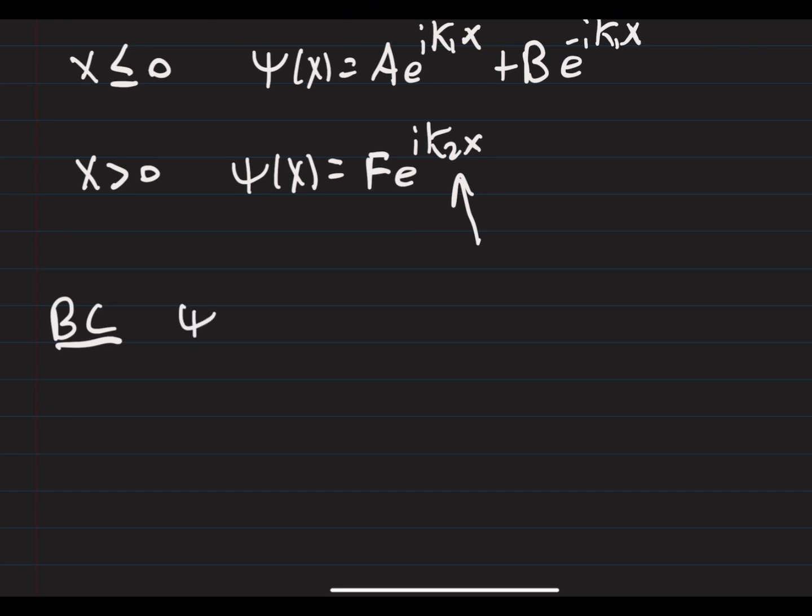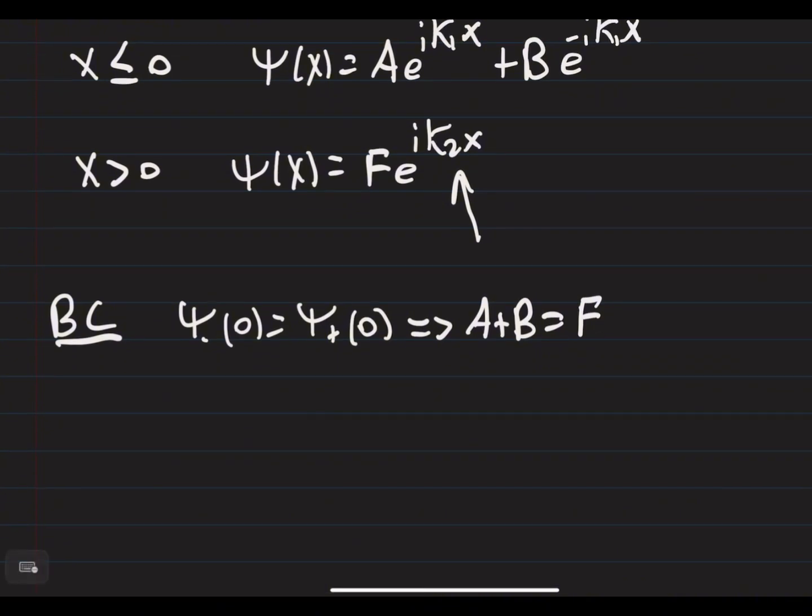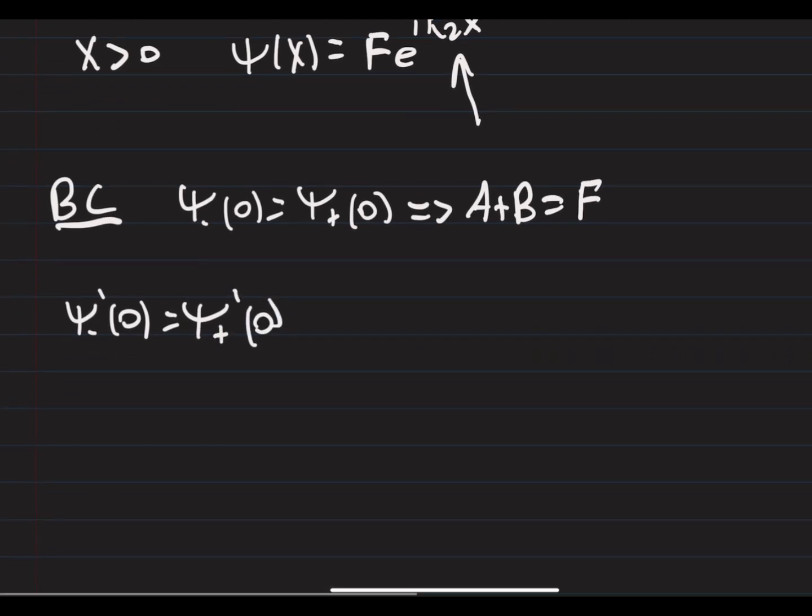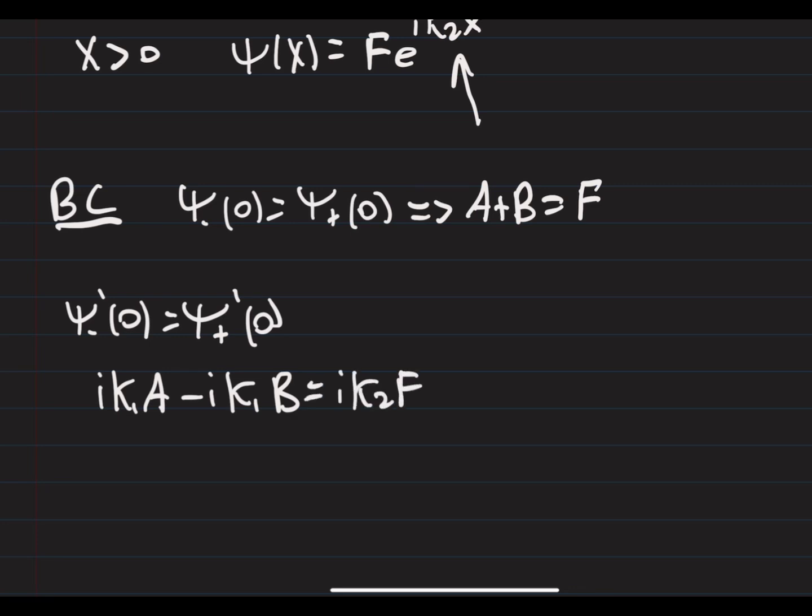The first boundary condition should not change at all. This tells us a plus b equals f. But now, when we take the derivative, it's going to be slightly different. So we're going to have ik1a minus ik1b equals ik2f. And we have to solve for these coefficients.